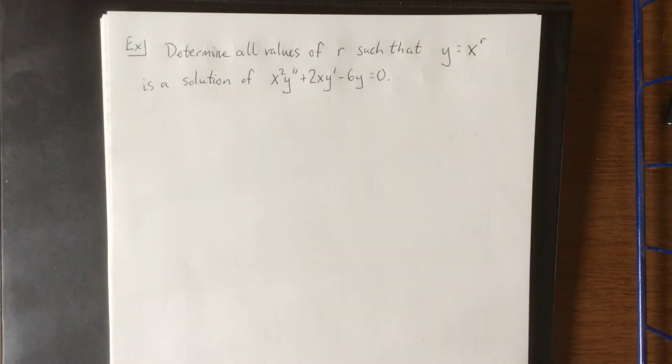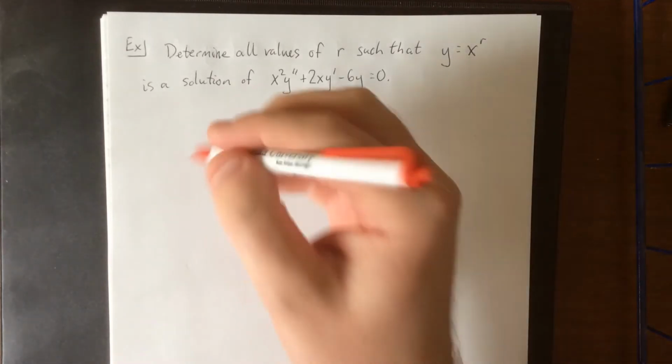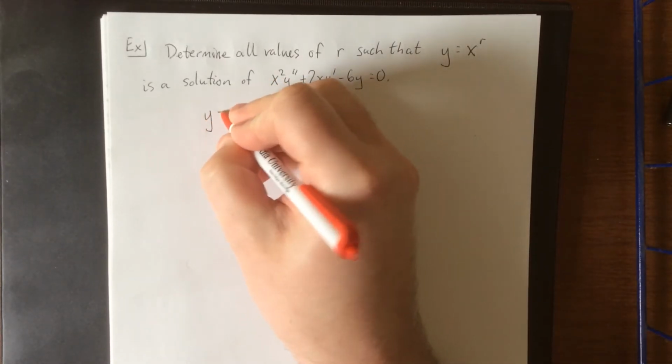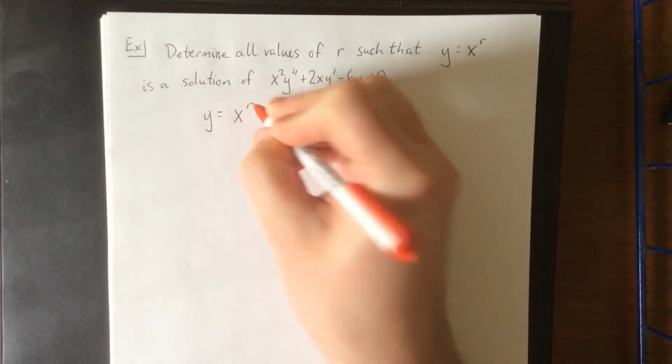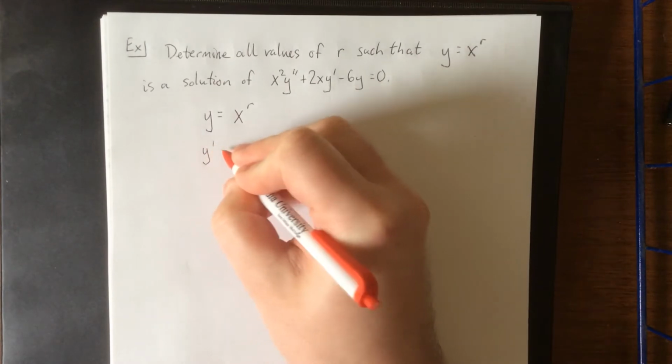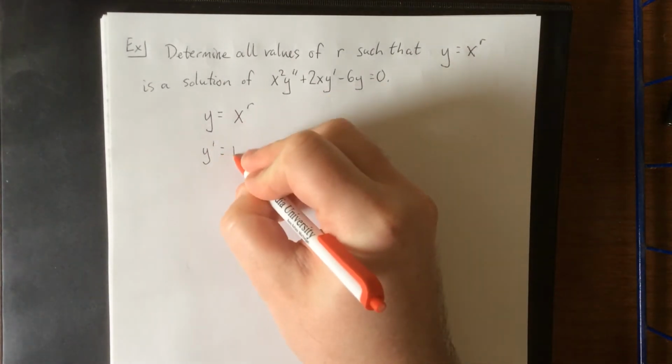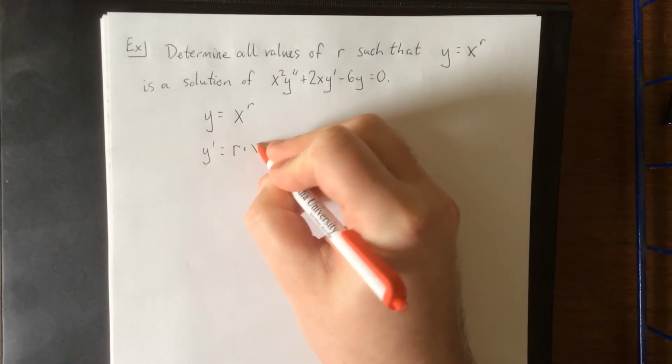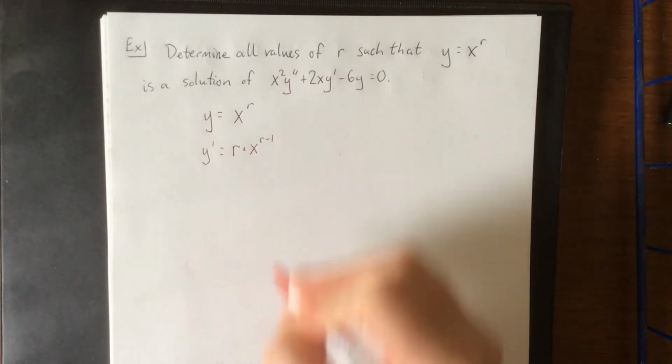Given that this is a second order differential equation, first thing I'd like to do is start with our proposed solution and take a couple of derivatives. Now, because it is a power, we are going to employ the power rule twice. Multiplying by the current power gives us r, and reducing the power by 1 will give us r minus 1.